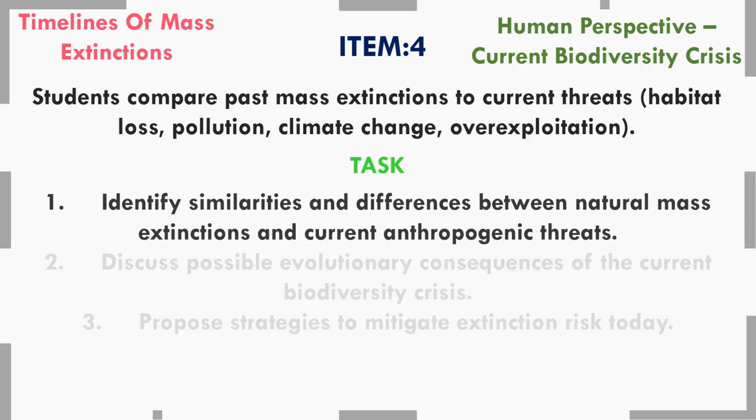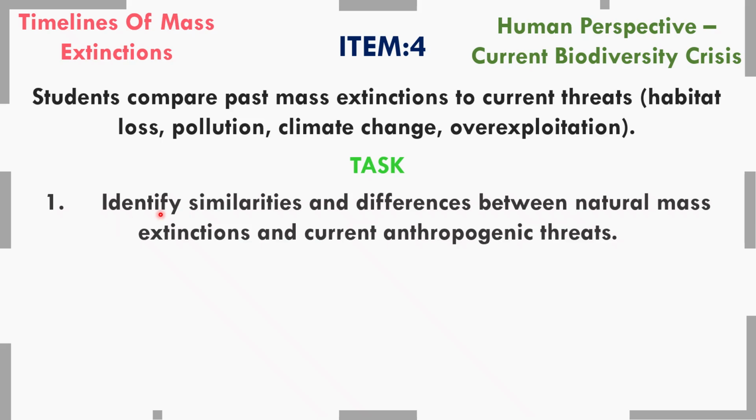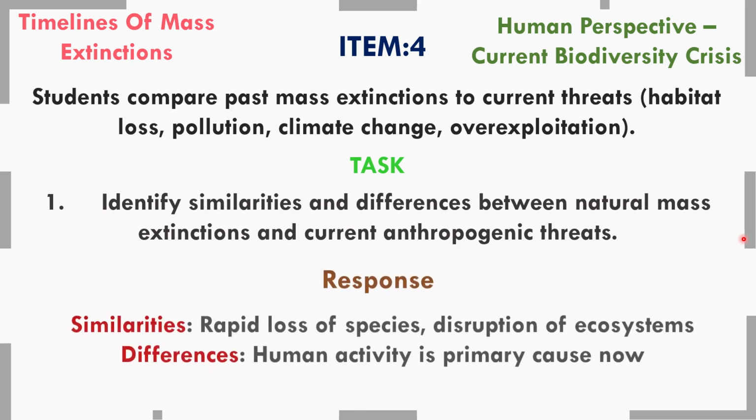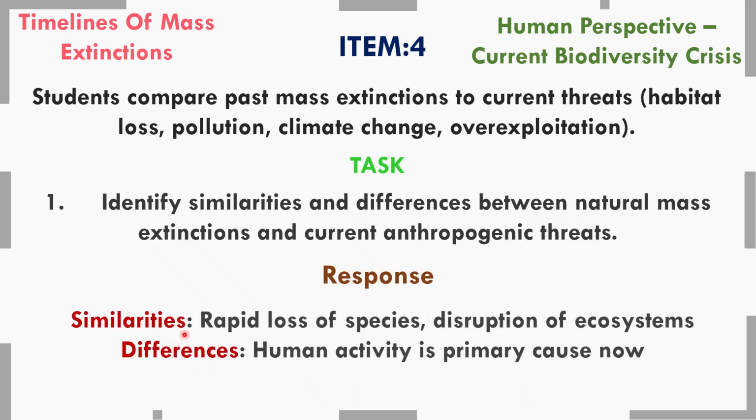We start by identifying the similarities and differences between natural mass extinctions and current anthropogenic threats. The similarities: there is rapid loss of species, disruption of ecosystems. And the differences: human activity is primarily the cause now.